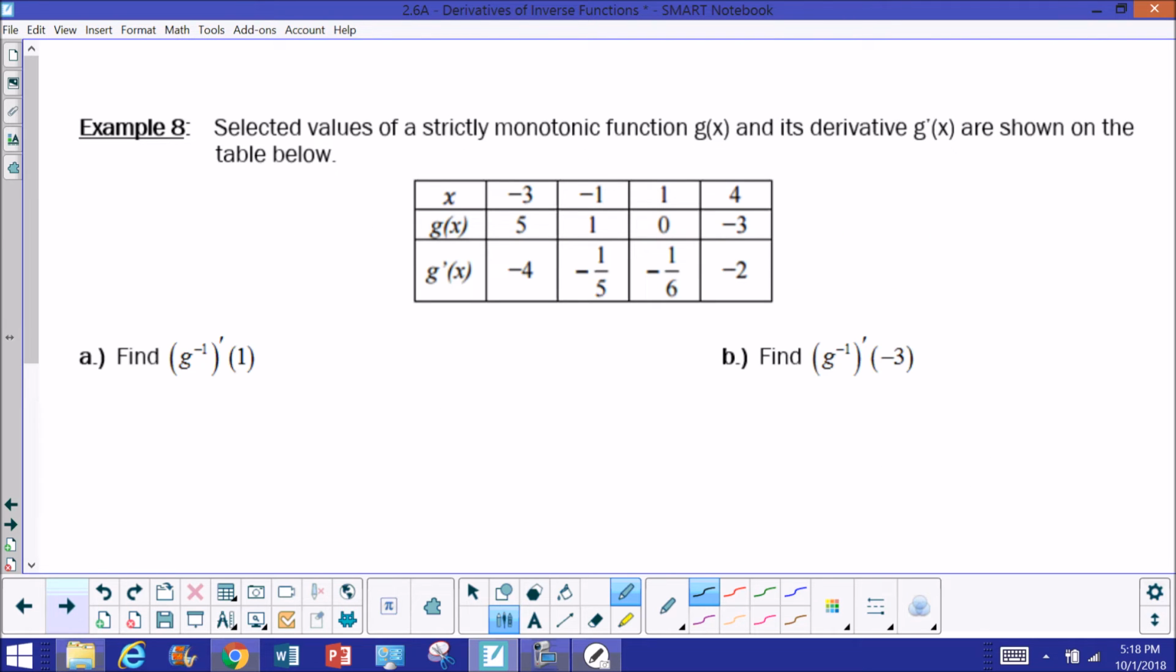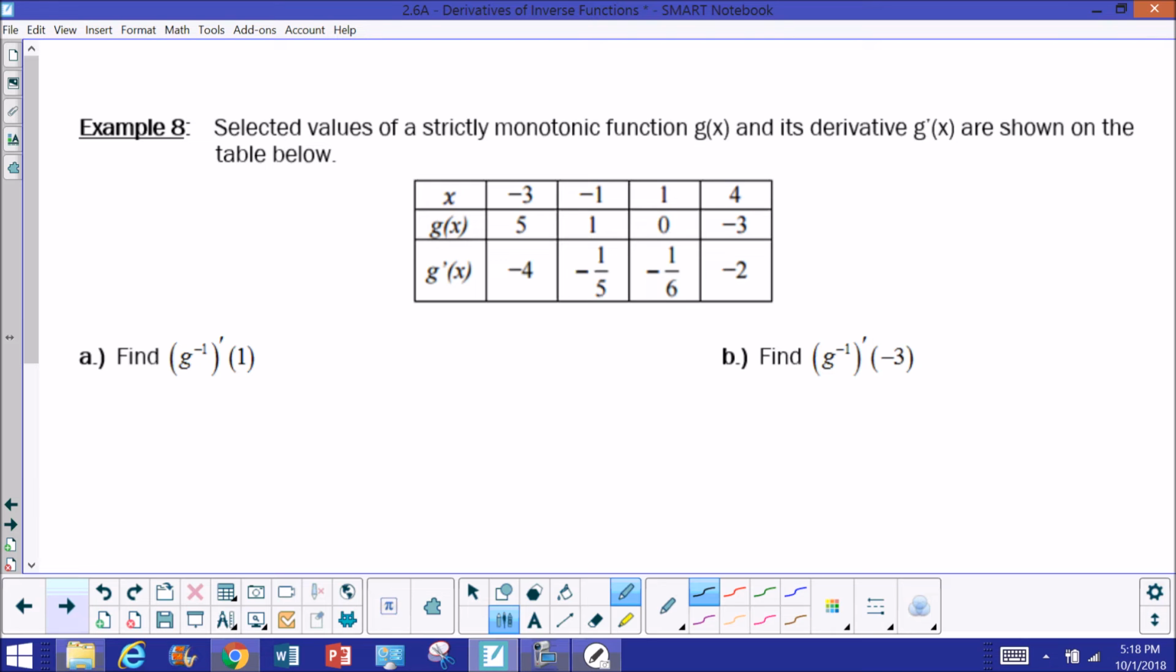Now I'd like to finish with this example 8 and show you what seems to be more likely the trend on some of the more recent AP exams, and that is to give the students a table of values. So you see that we have selected values of a strictly monotonic function g and its derivative g prime. They use that language just so that we know that this function g, being monotonic, has an inverse.